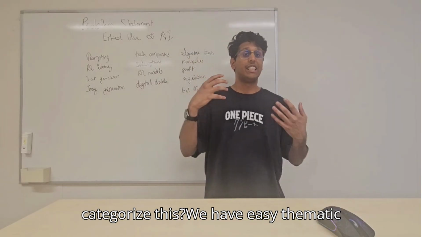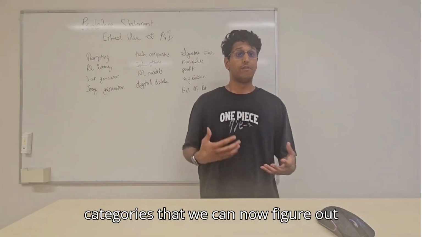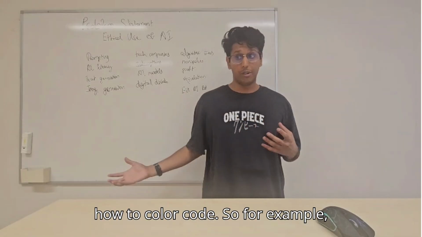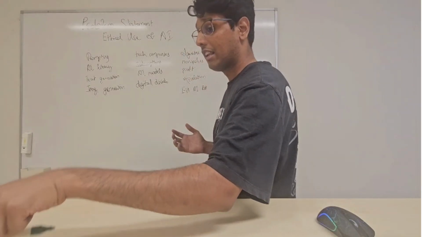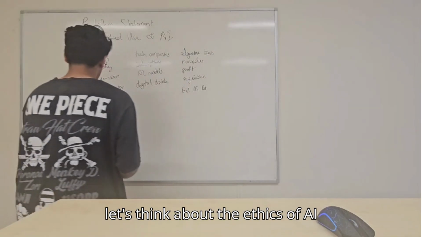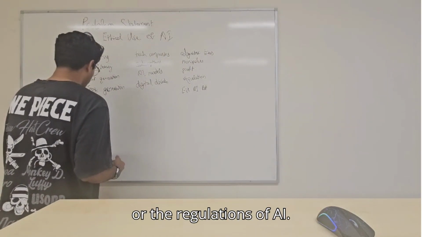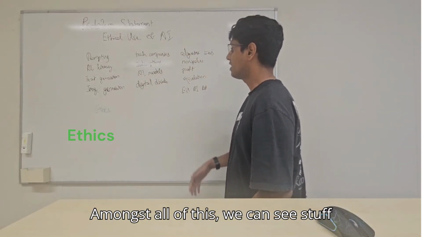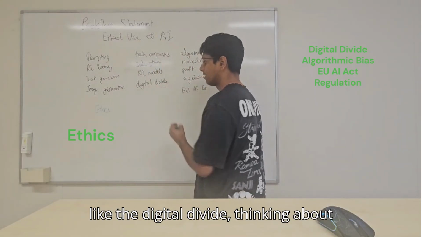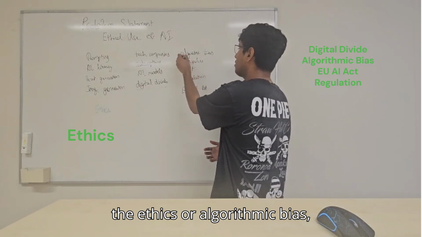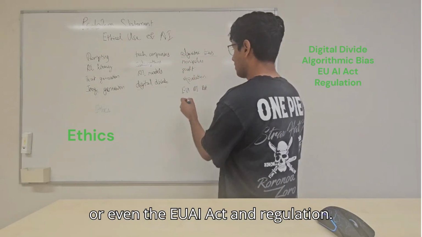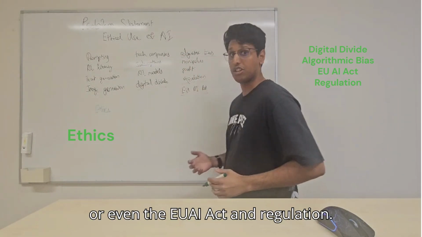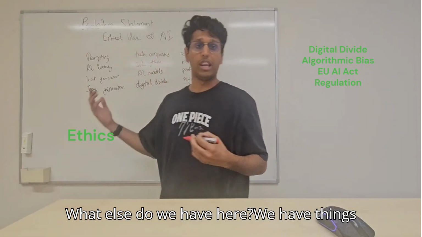We have easy thematic categories that we can now figure out how to color code. So, for example, let's think about the ethics of AI or the regulations of AI. Amongst all of this, we can see stuff like the digital divide, thinking about the ethics, or algorithmic bias, or even the EU AI Act and regulation. What else do we have here?